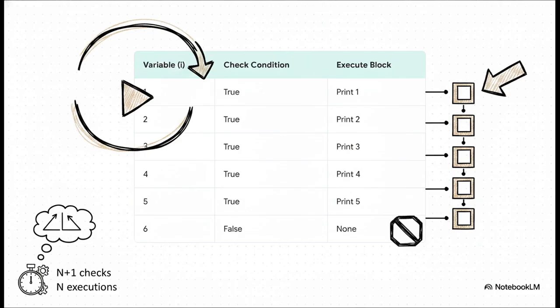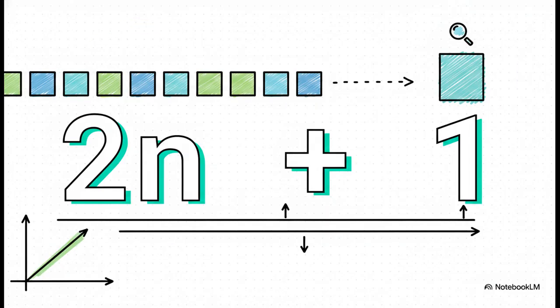The loop checks the condition n+1 times to know when to stop, but it only executes the internal statement n times. So, if we take those n+1 condition checks and add them to the n block executions, what do we get? A step count of 2n+1. This gives us a runtime function, representing the number of operations needed to execute the algorithm.